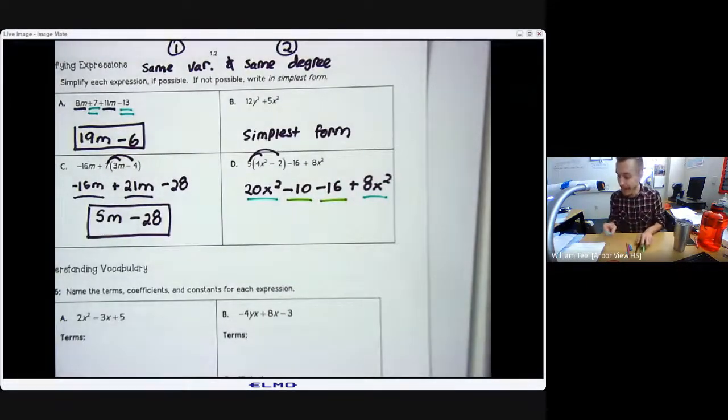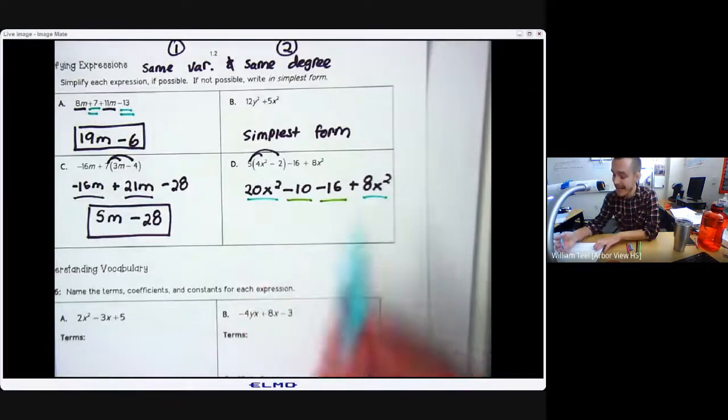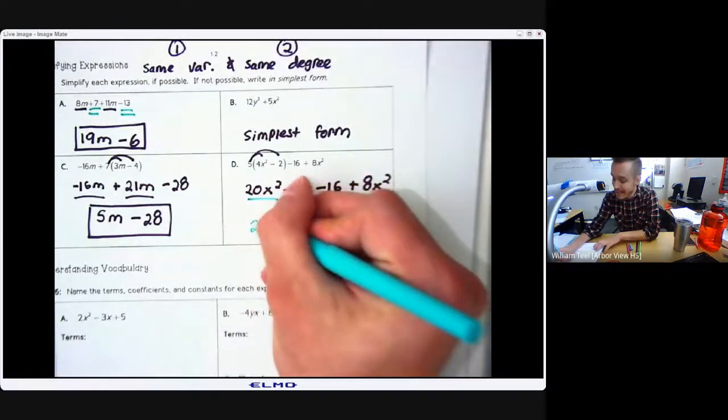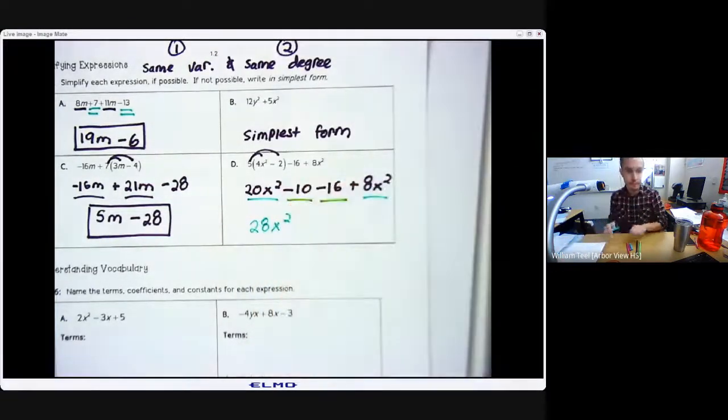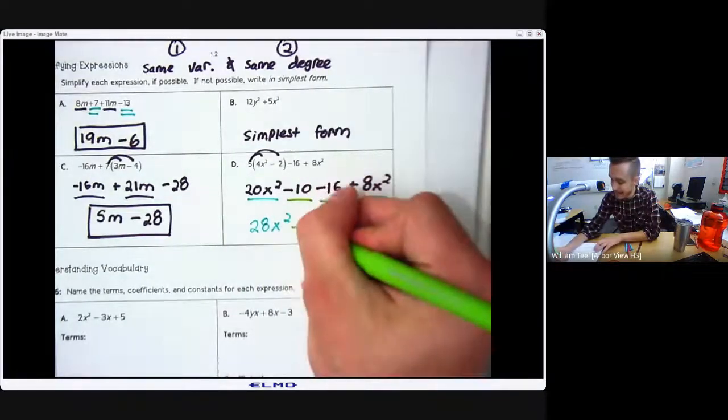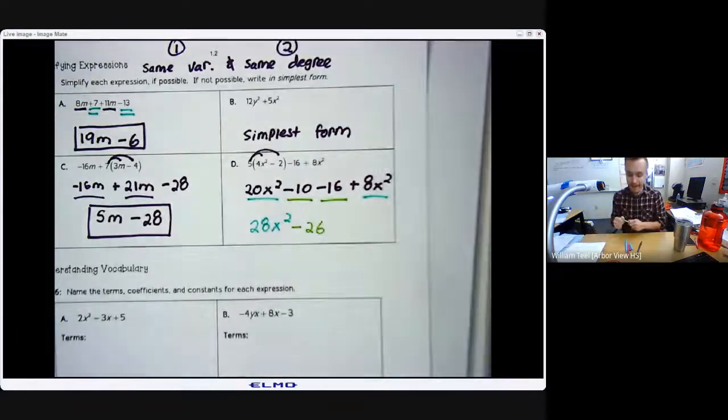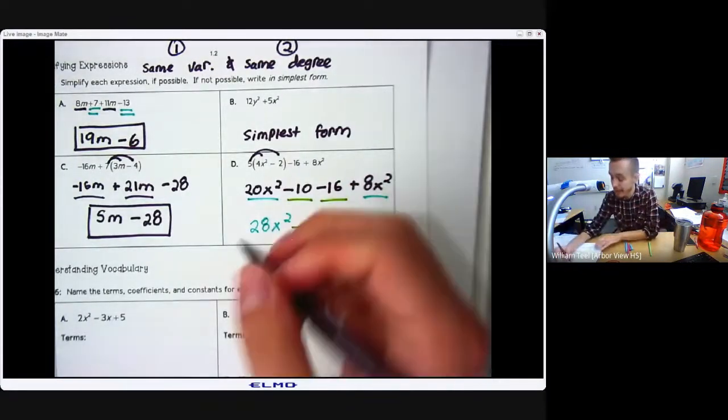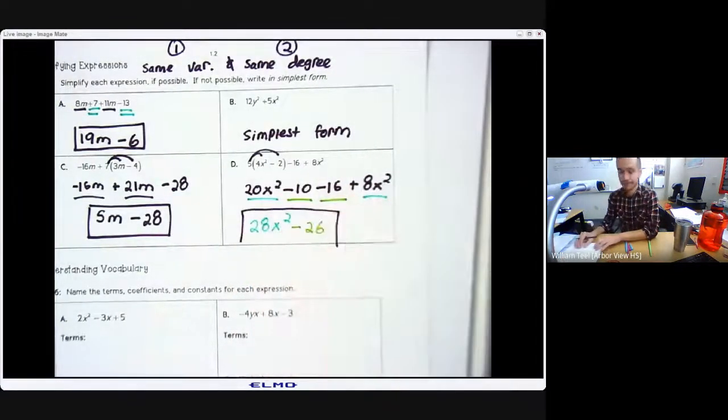So now I'm going to say 20x squared plus 8x squared gives me 28x squared. Then negative 10 minus 16 gives me negative 26. So my final answer is going to be 28x squared minus 26.